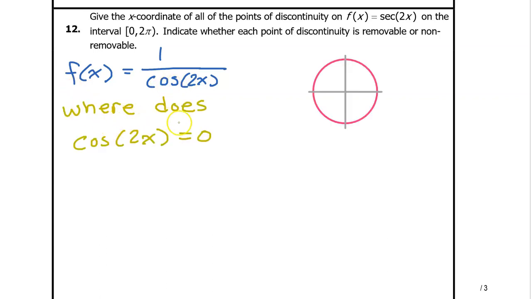So the question is, where does the cosine of 2x equal 0? Let's start by solving for 2x. Where does cosine equal 0? Cosine equals 0 here and here, because cosine is the x value on the unit circle. So that means that cosine will equal 0 when 2x is equal to pi over 2. All right, that's the one way up at the top, or 3 pi over 2. That's the one down here at the bottom.